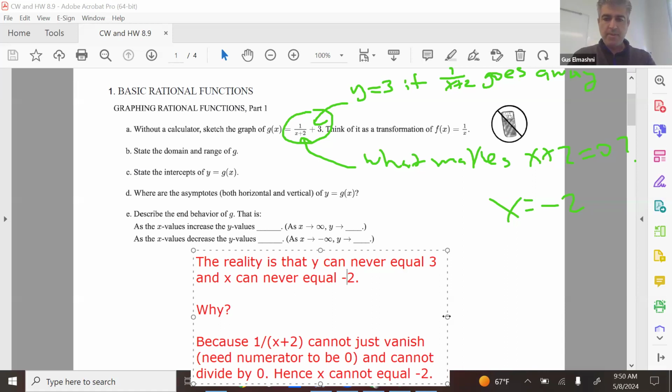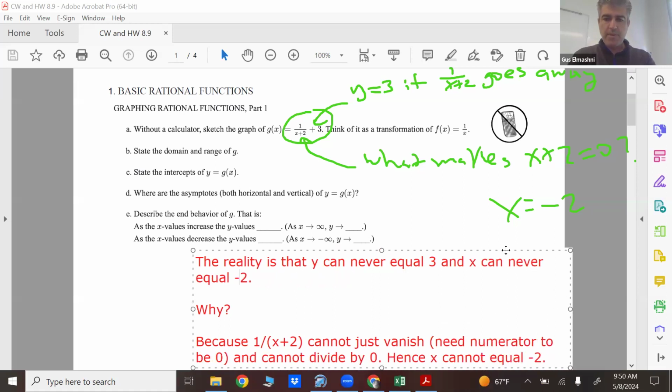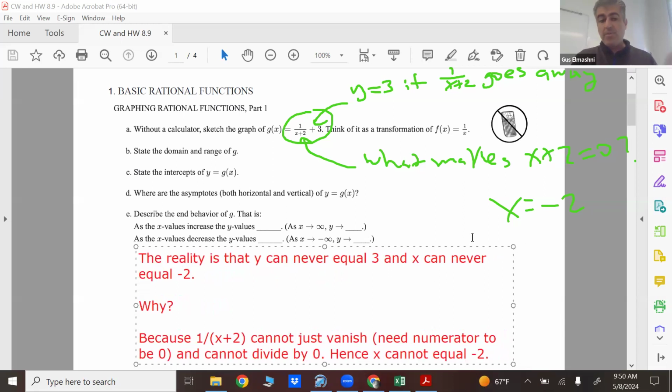My apologies. Let me fix that. Much better. There we go. That's the reality, right? Y can never equal 3 and x can never equal -2. So what does that mean? What that means from a graphical perspective, we're going to do this.